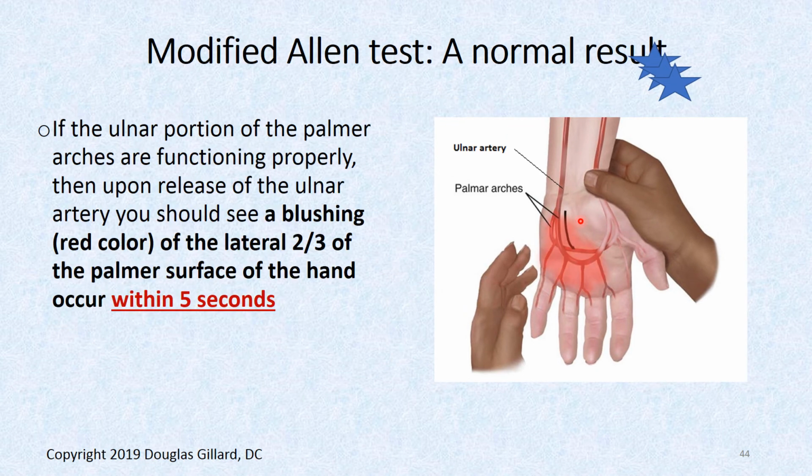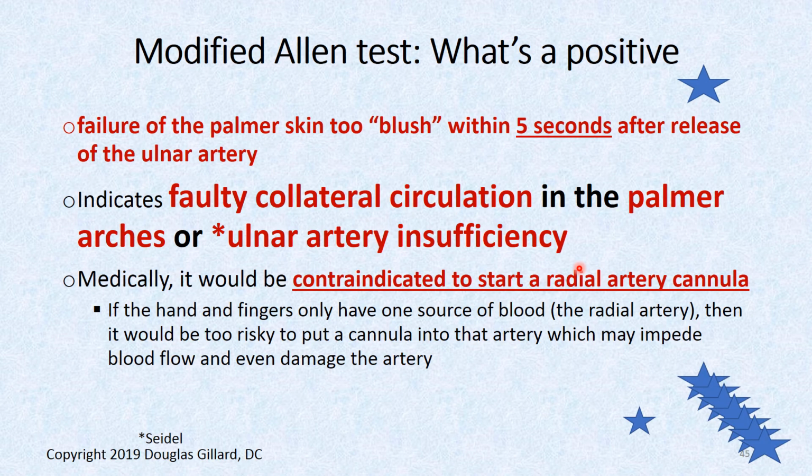Okay, you can read through it, 5 seconds. Yep, so this patient's normal. His hand is turning back colors within 5 seconds. So that's it. It's simple as that. What's a positive? It's a failure of the skin to blush or turn rosy red within 5 seconds. And it indicates faulty collateral circulation. Something screwed up with the ulnar artery. Okay, everybody good with that? It's contraindicated for any type of cannula or catheter procedure of the radial artery. Everybody good?